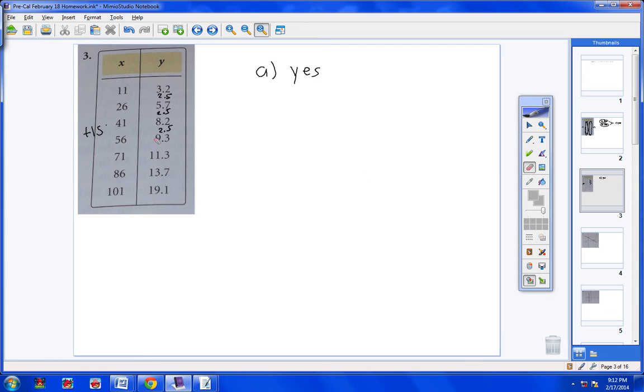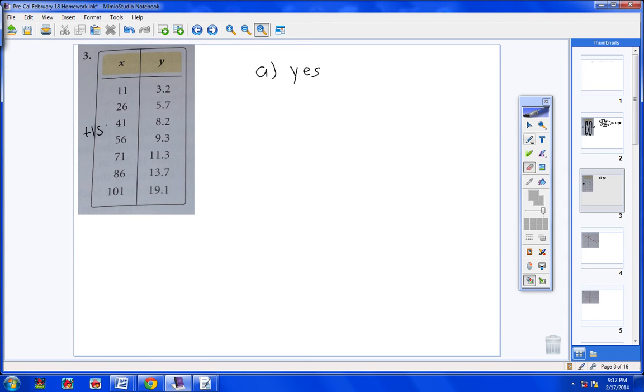So it starts off looking really good. It looks like we're adding 2.5 over and over. But when you go from 5.7, or no, excuse me, when you go from 8.2 to 9.3, you're not adding 2.5. And look at this. When you go from 9.3 to 11.3, you're not adding 2.5.